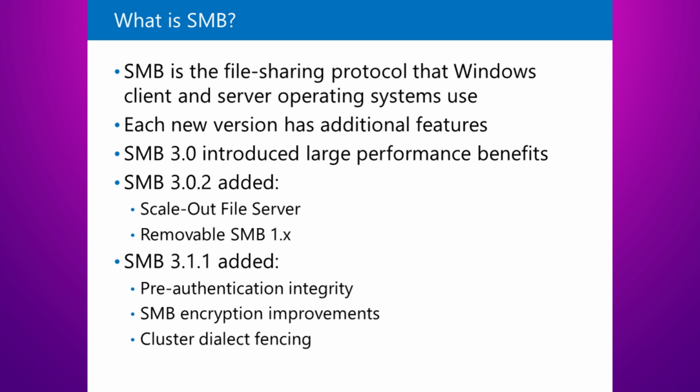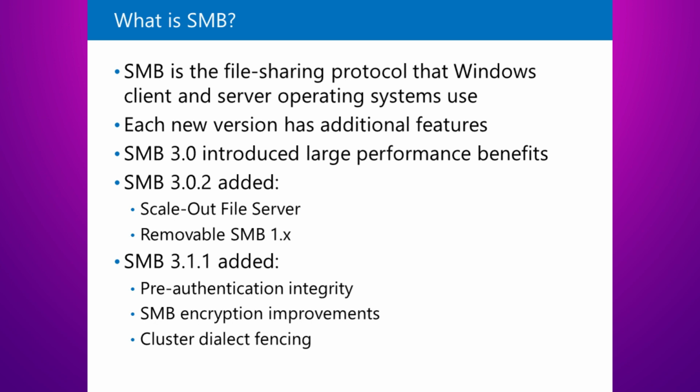The following table lists the version of SMB that different Windows operating systems include. Operating System, SMB version. Windows 10 and Windows Server 2016: SMB 3.1.1. Windows 8.1 and Windows Server 2012 R2: SMB 3.0.2. Windows 8 and Windows Server 2012: SMB 3.0. Windows 7 and Windows Server 2008 R2: SMB 2.1. Windows Vista and Windows Server 2008: SMB 2.0.2. Previous versions: SMB 1.x.